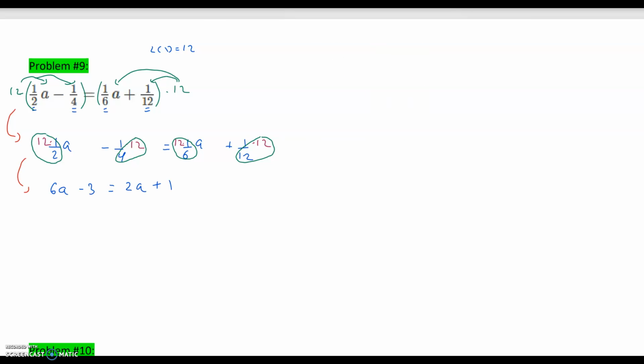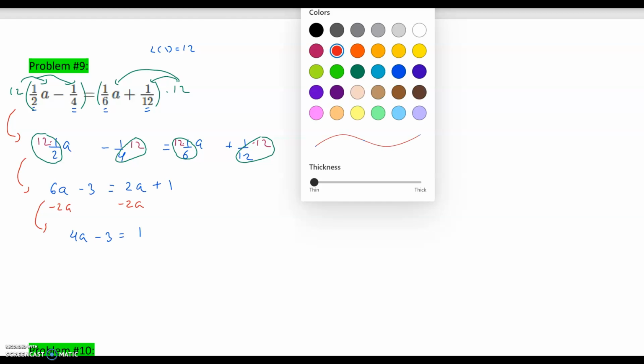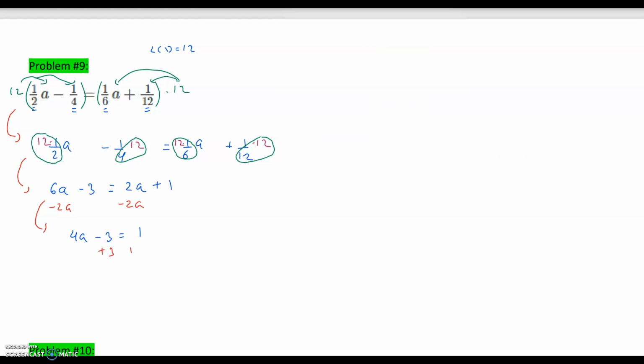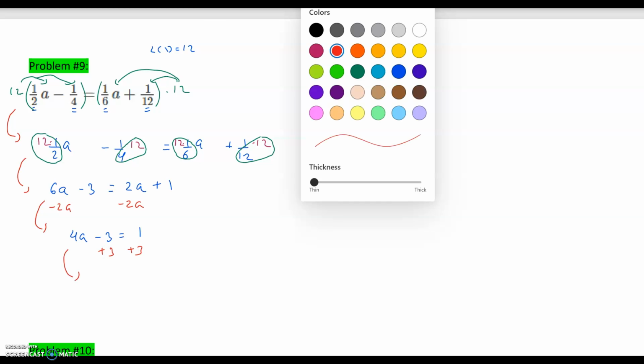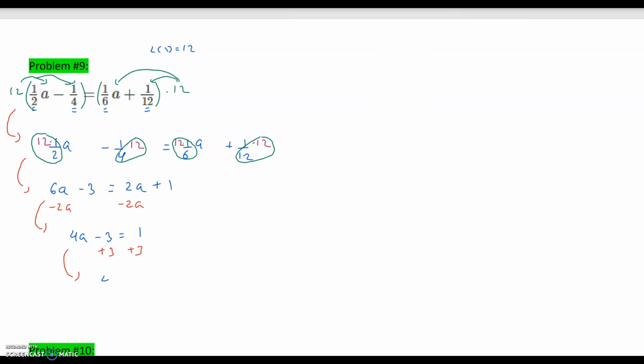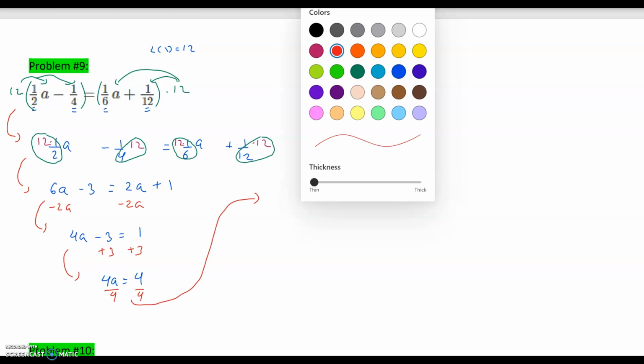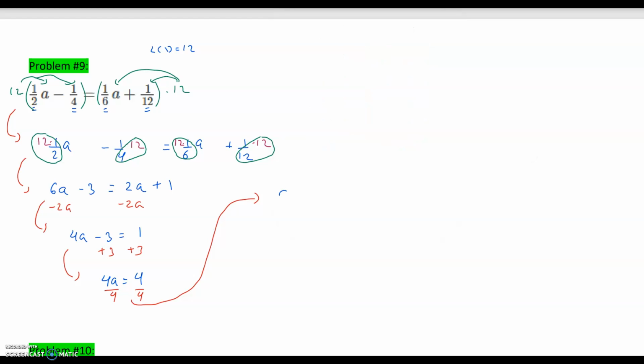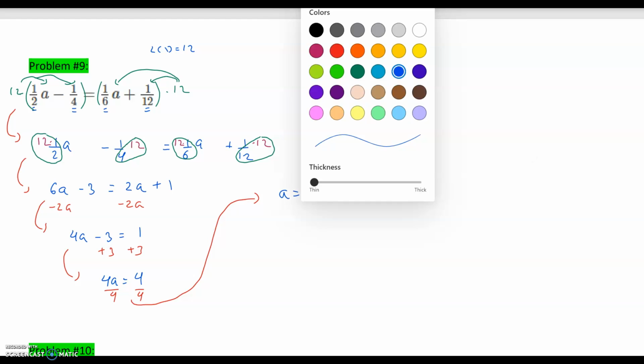At this point, we're just going to be subtracting the 2a. So we're left with 4a minus 3 is equal to 1. Then we can add the 3 to both sides. So 4a is equal to 4, and then dividing by the 4, we're looking at our final solution. The a is equal to 1.